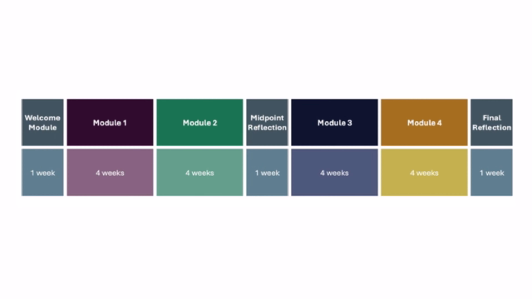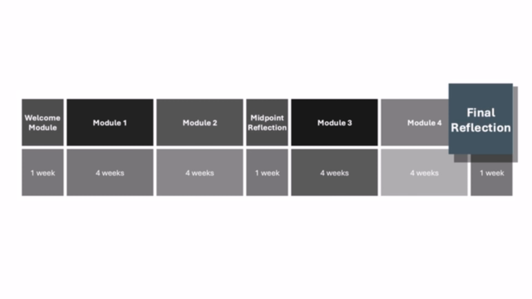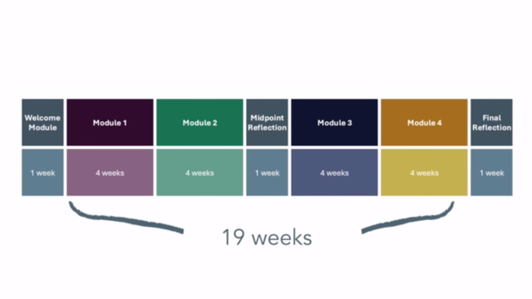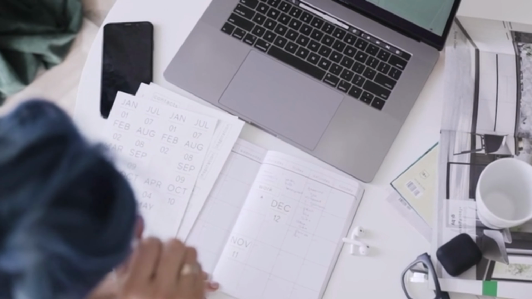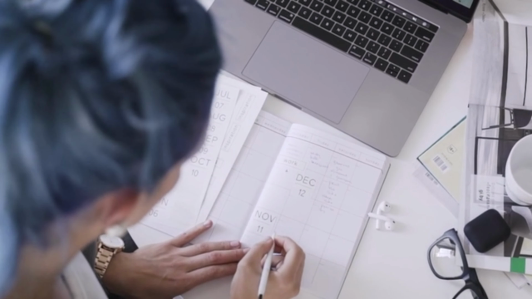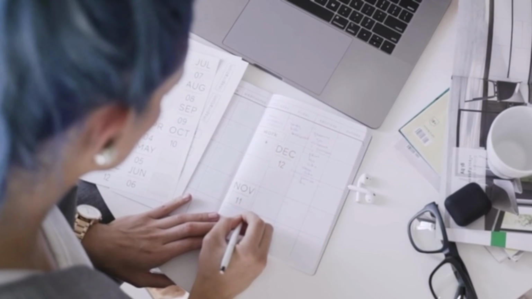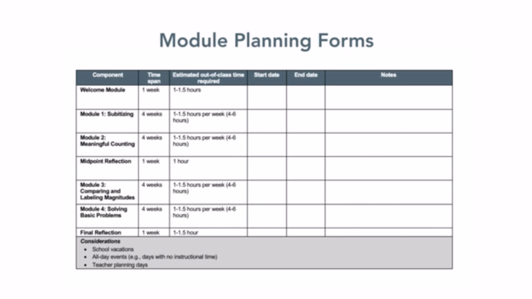Each module is designed to take 4 weeks to complete, including this welcome module, a midpoint reflection week between modules 2 and 3, and a final reflection week. The entire sequence will take 19 weeks. When you plan, you'll also want to account for school holidays, assessment periods, and other events that will take up time. The Teacher Learning Journal for this welcome module includes planning forms that will help you stay on track.